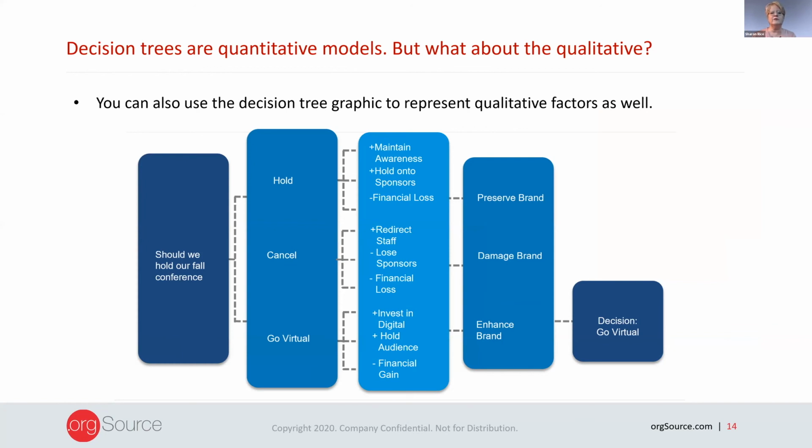So should we hold our fall conference here? What you'll notice is where I put income and expense in my quantitative model, I put pluses and minuses here for holding it. And then the net gain column would be preserving brand if we hold it, damaging brand if we cancel it, or enhancing brand if we go virtual because we're giving our audience something that they need and want, and we're being nimble in responding to the environment. So we come to the same decision of going virtual in this example.